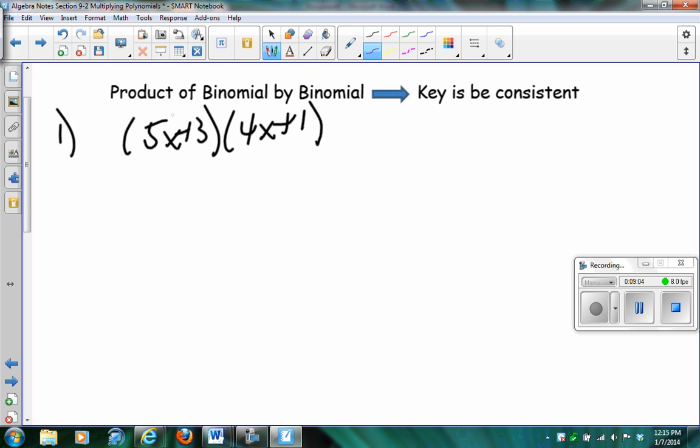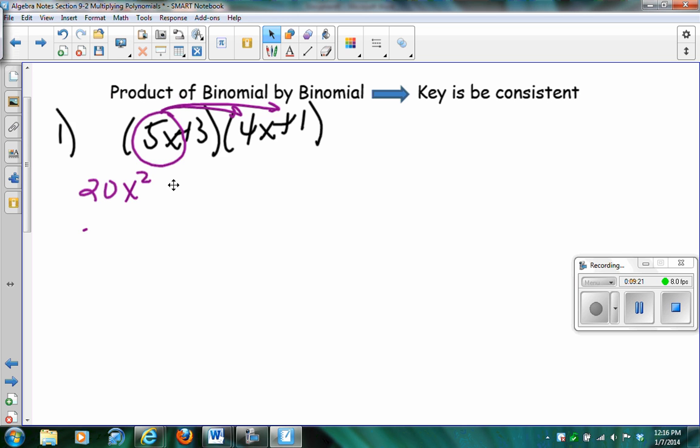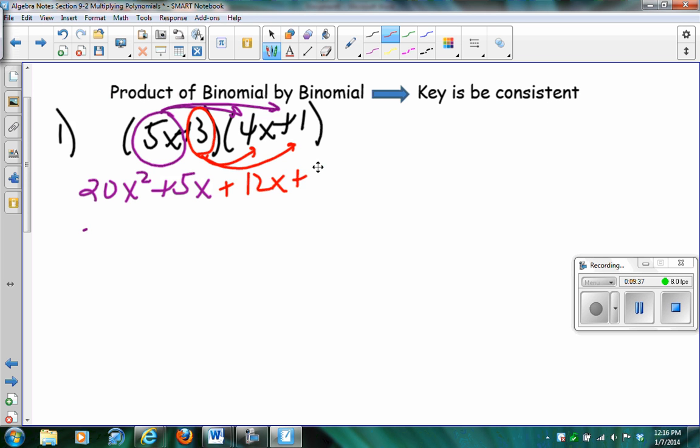I am going to take this first term in the first binomial. I'm going to take the 5x and multiply it times each term in the second binomial. So I'm going to have 20x squared plus 5x, and then I'm going to multiply the 3 times each term in the second binomial. So I'll have 12x plus 3.